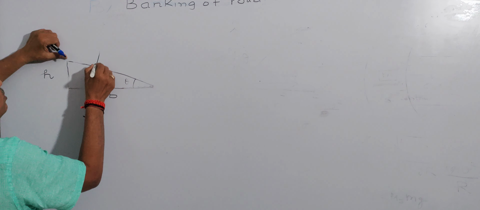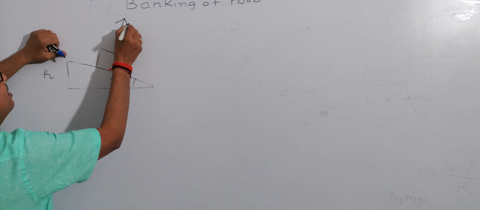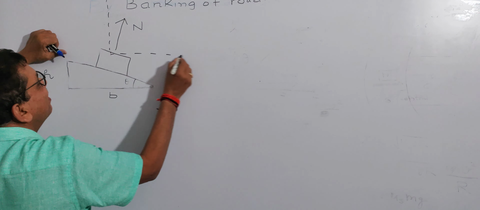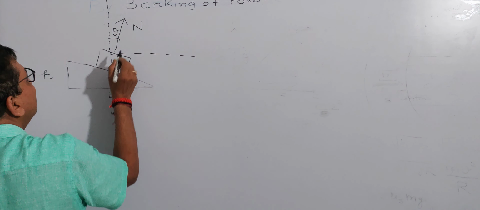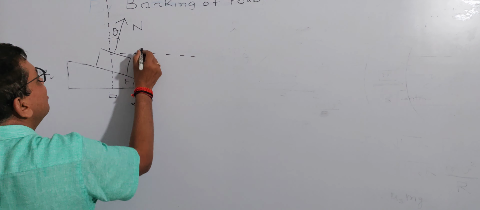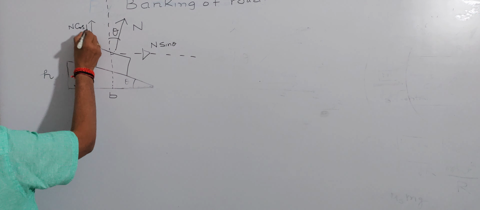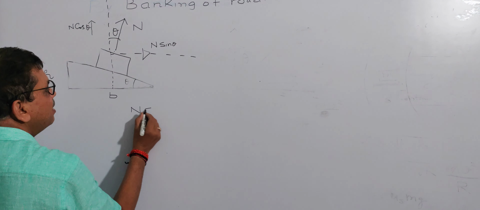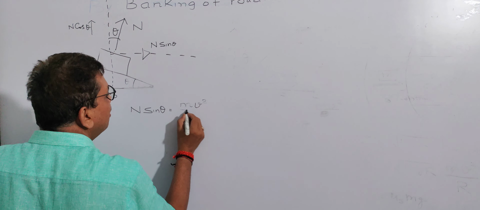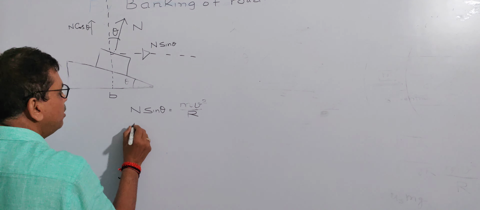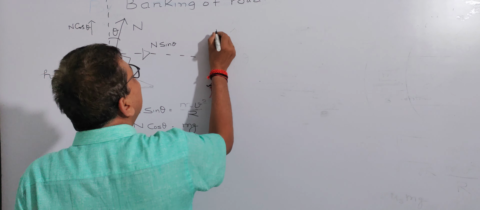Now once the object is placed on this, or a vehicle is moving on this, what will happen? The normal reaction gets tilted from the vertical direction, and this angle is theta. In this direction you will observe N sin theta, and in the vertical direction it is N cos theta, right? So N sin theta provides the necessary centripetal force. N sin theta can be written as m v square by r, and N cos theta can be written as mg.